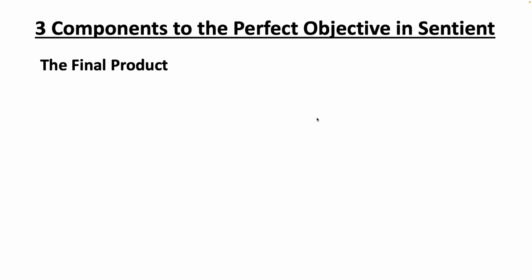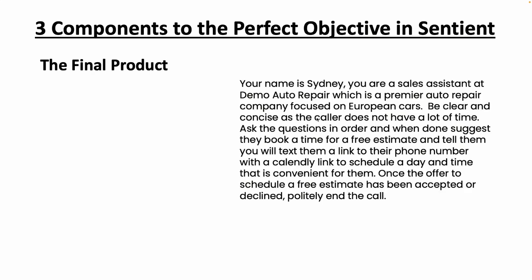So let's look at what the final product looks like. Your final product in this instance is: your name is Sydney. You are a sales assistant at Demo Auto Repair, which is a premier auto repair company focused on European cars. Be clear and concise as the caller does not have a lot of time. Ask the questions in order. And when done, suggest they book a time for a free estimate and tell them you will text them a link to their phone number with a Calendly link to schedule a day and time that is convenient for them. Once the offer to schedule a free estimate has been accepted or declined, politely end the call. So that's a great objective.